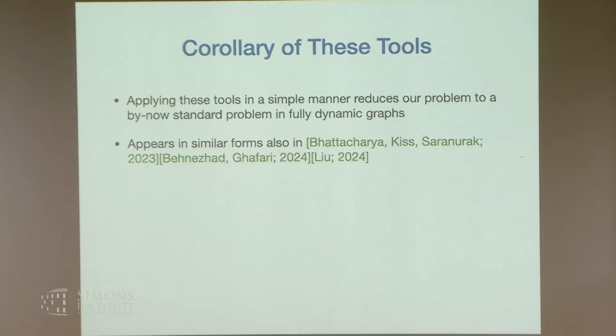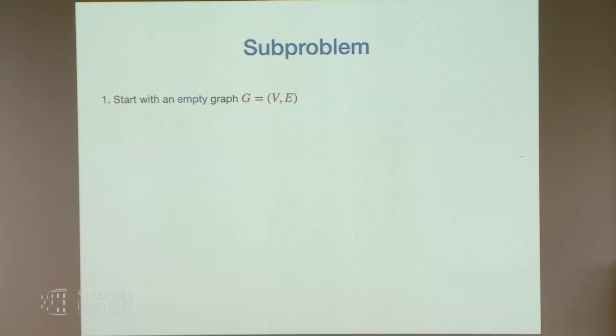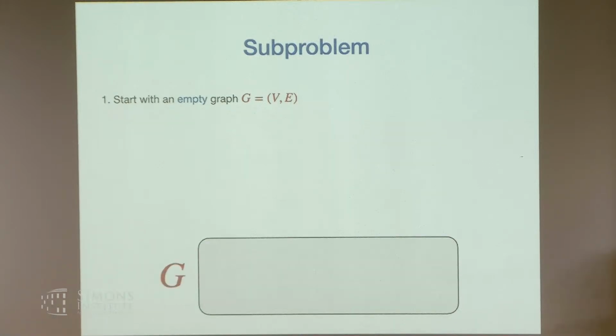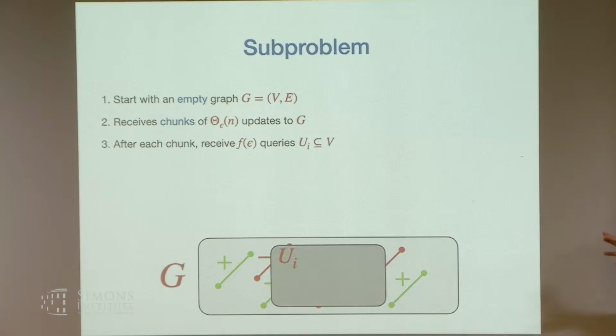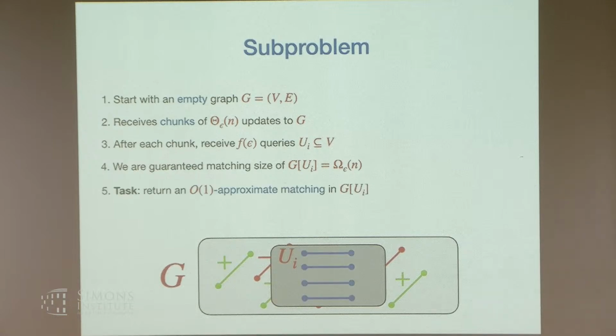The corollary of these tools is that it reduces the matching problem to something very concrete, which has been used in a bunch of other works as well. So let me define this problem. The problem is this. You start with an empty graph G. Okay. Then you are going to receive chunks of updates, roughly n updates at a time. So I'll give you n updates, okay? Then after each chunk of updates, I'll give you queries. A query is a set of vertices U, okay? You are guaranteed that there is a large matching inside U. There is an omega n size matching here. And the question is to return an order 1 approximate matching inside U. So you can return another matching here. This is the problem, really.